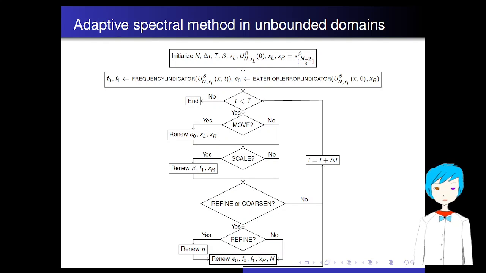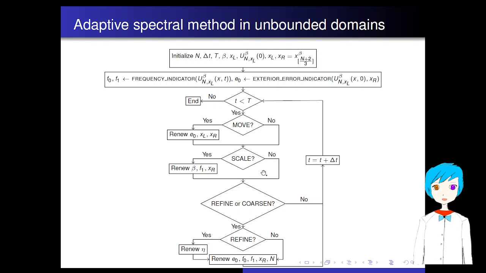So we have three adaptive techniques. So how do we combine them together? Because we know that the translated behavior of the function may cause a false increase in the frequency indicator, we should first rule out that possibility by considering the moving technique and properly move the basis functions. After that, we first consider the scaling technique.